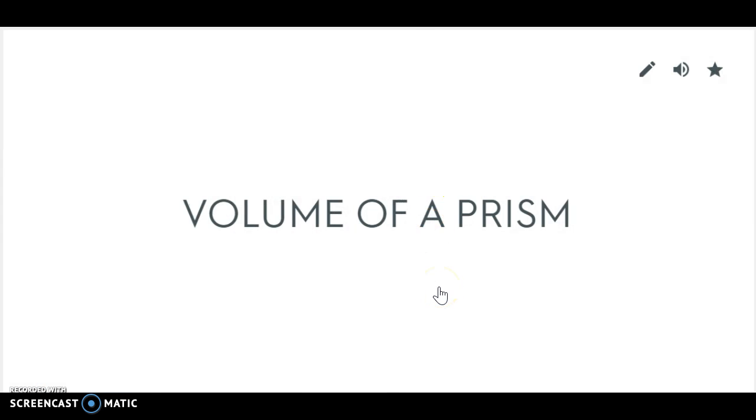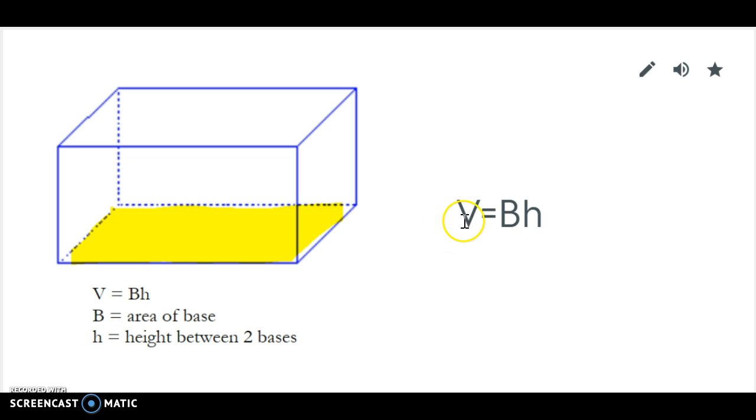Volume of a prism. For volume of a prism, it's the area of the base times the height. So it's capital B because that stands for area of the base times the height between the two bases. So this yellow base is the base of the prism.